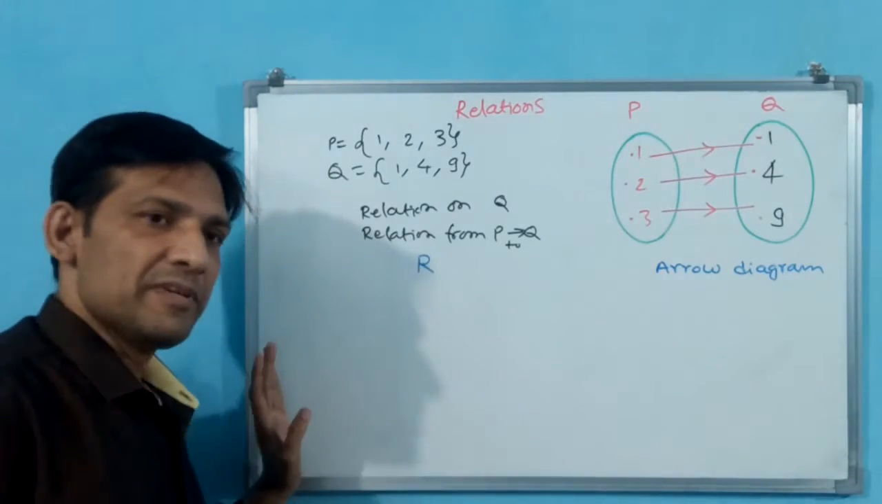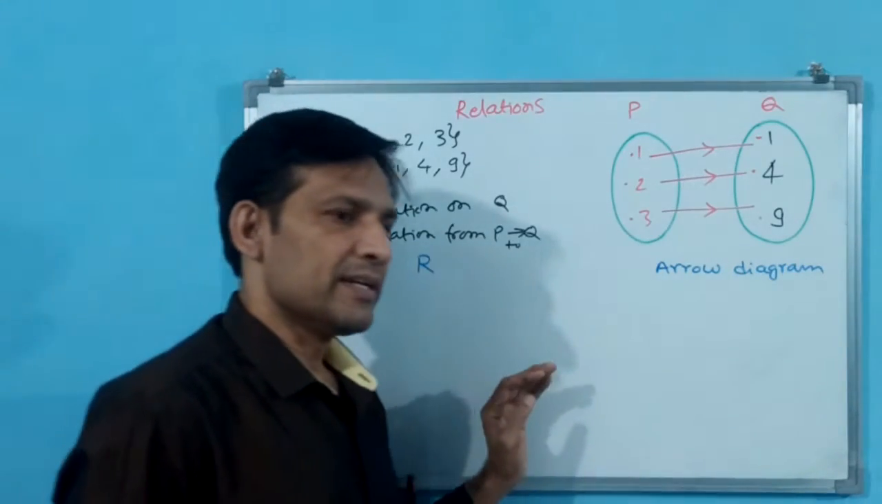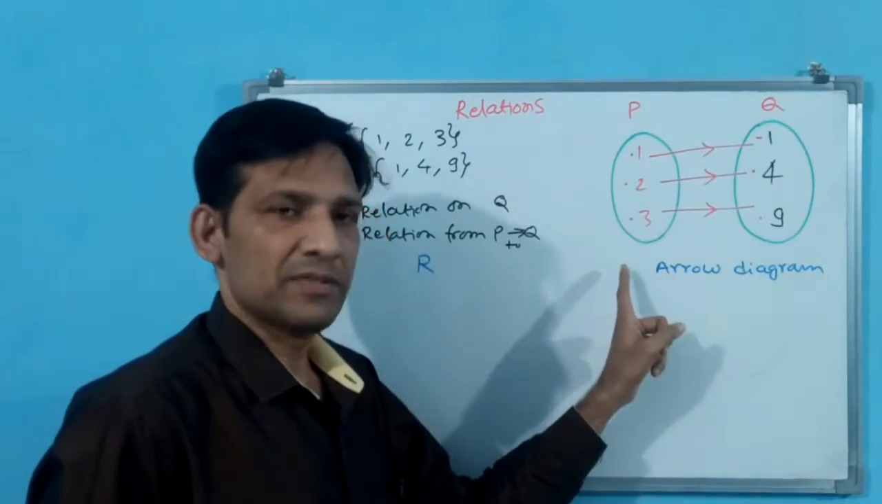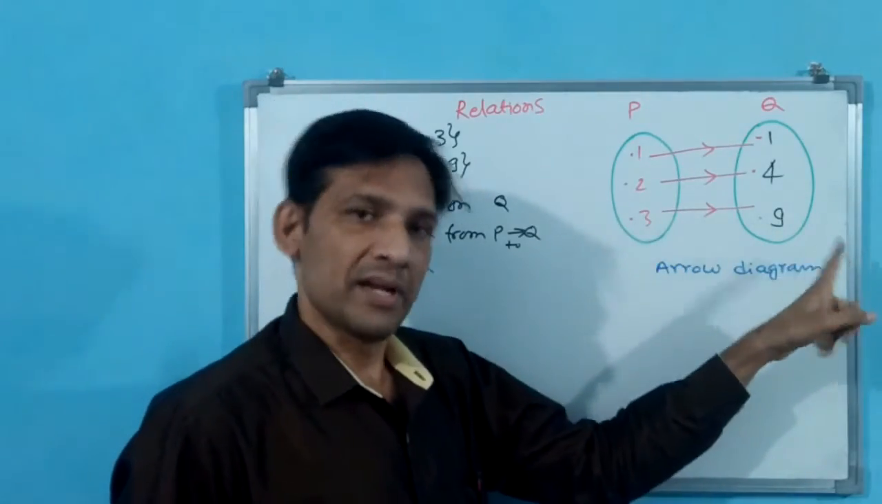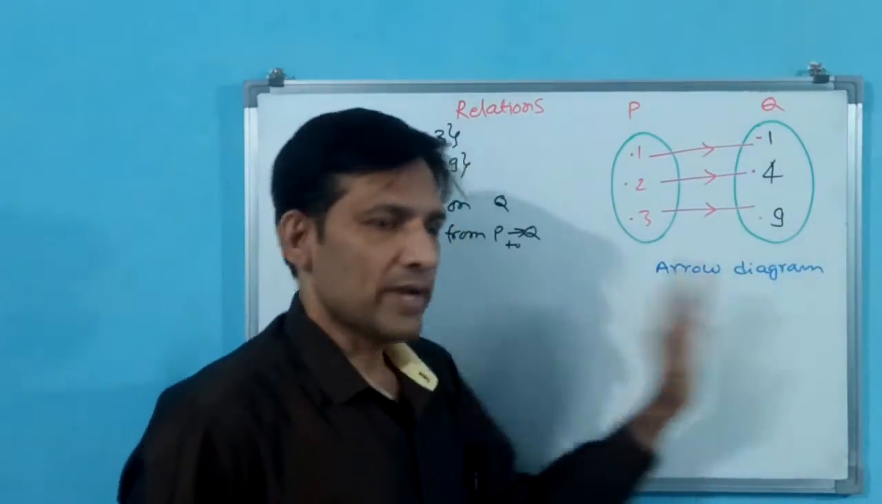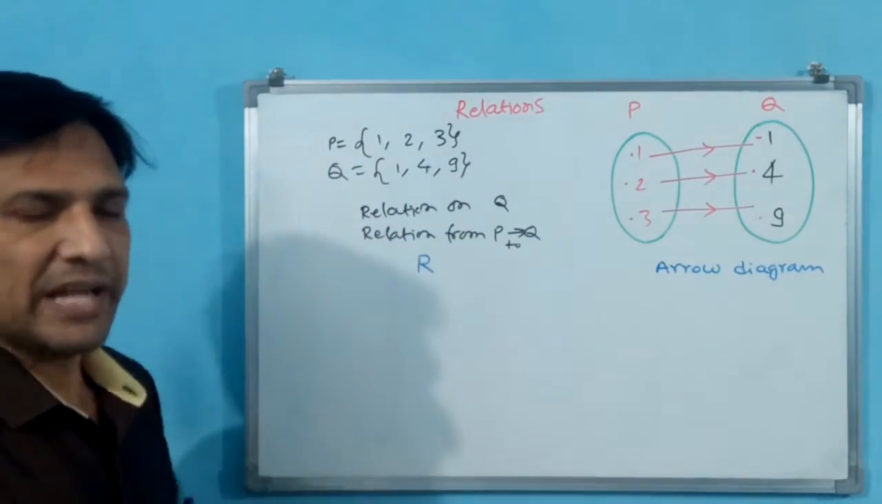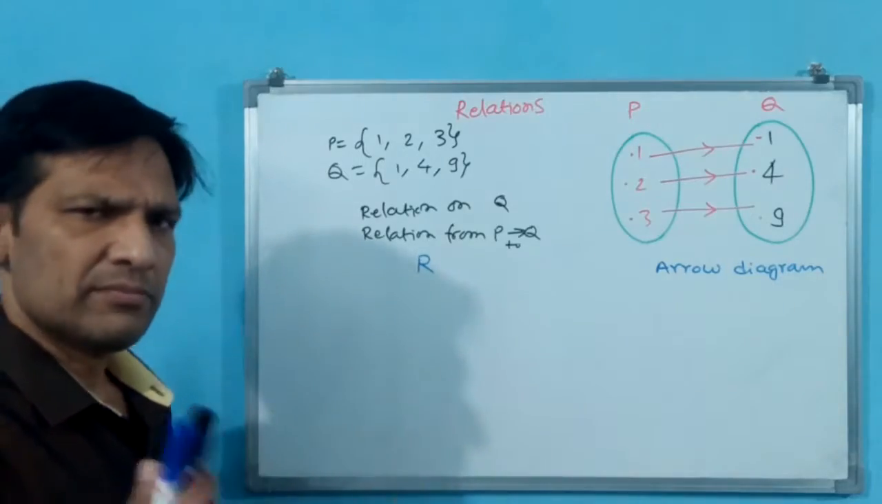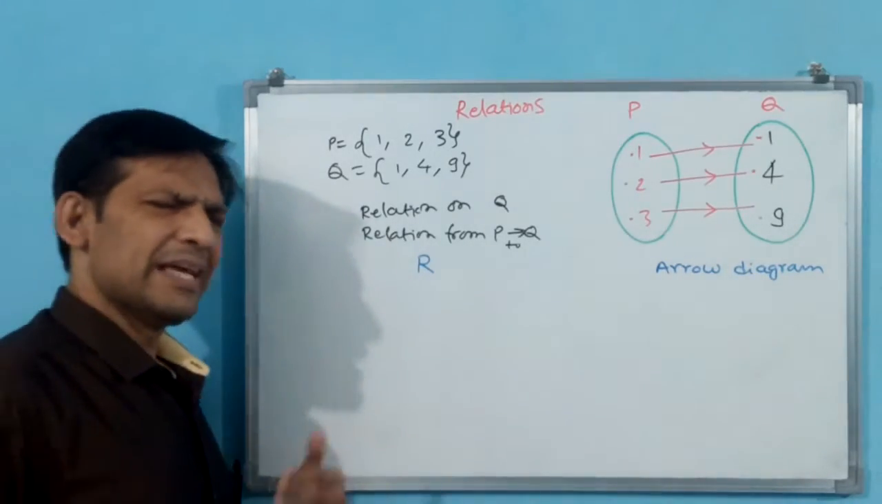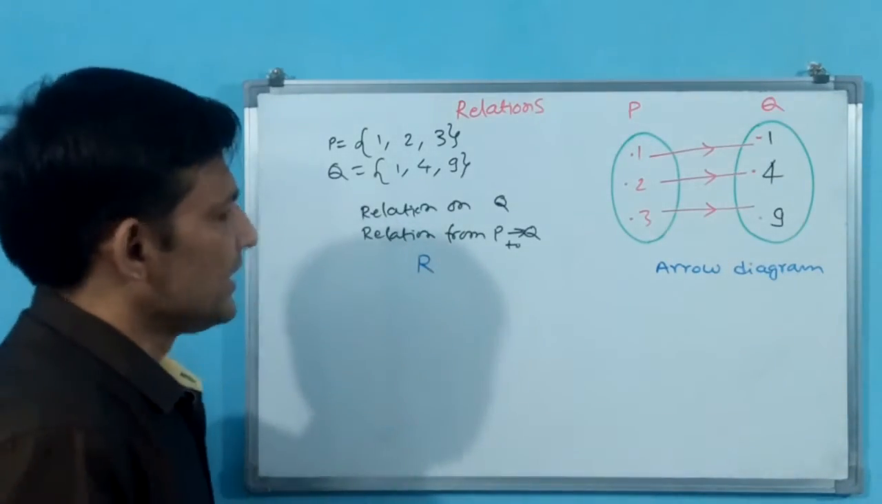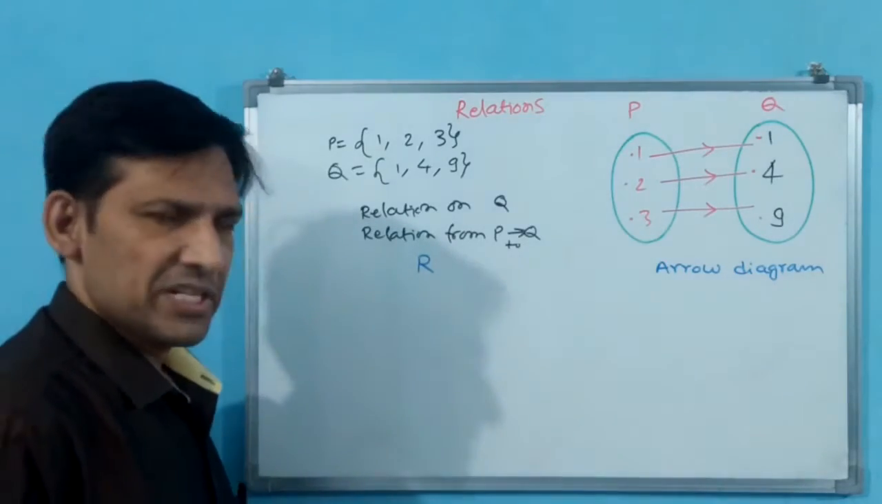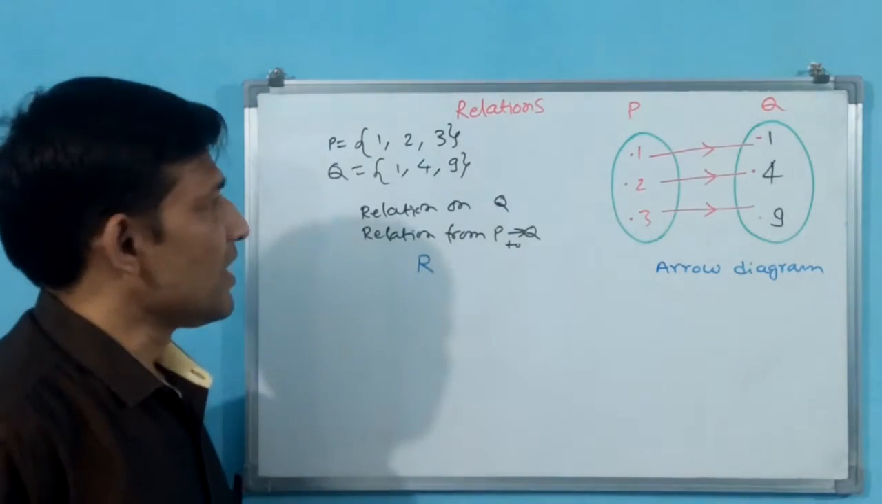Like always, the subset will be on the left side. Like always, the relation from will be from the left side, to will be the right side. Left to right, the arrow will be there. This is the arrow diagram representation. Set builder form, roster form and all, like sets only, we can make the representation of this.